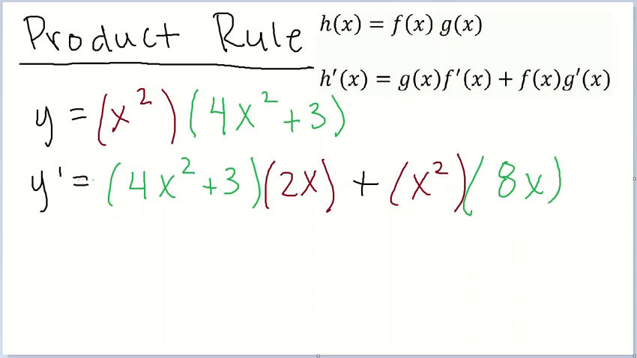And so this whole thing, 4x squared plus 3 times 2x plus x squared times 8x, is the derivative of y. We got it by just applying the product rule formula. So hopefully you can see that it's a piece-by-piece process where you take the second one, keep it the same, then multiply it by the derivative of the first, and then plus the first one the same multiplied by the derivative of the second.